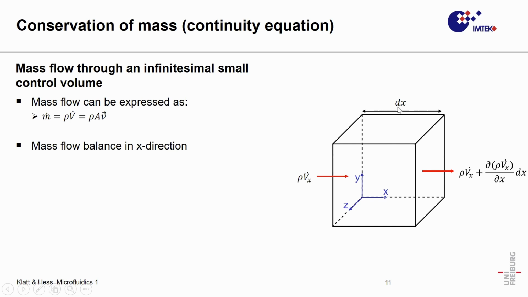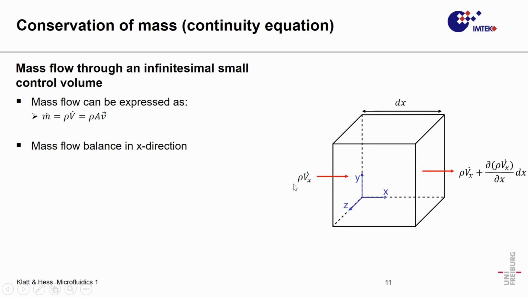If we now look at our control volume, which can be seen here, we have to evaluate the mass flow over the surfaces which are perpendicular to the x-axis. So in this case, it would be this surface and this surface, because only those surfaces are perpendicular to the x-axis. We start with the left surface.